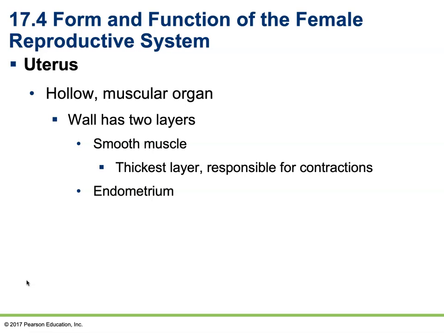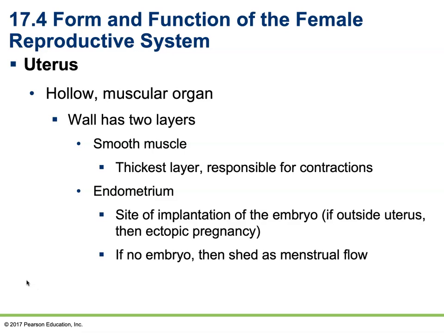The endometrium is going to be the site of implantation of the embryo. If the embryo is located outside of the uterus, then this is what is known as an ectopic pregnancy. It can be fatal for the mother, but it is always fatal for the infant. Ectopic pregnancies are very dangerous. If there is no embryo, then the endometrium layer is going to be shed during the menstrual flow.